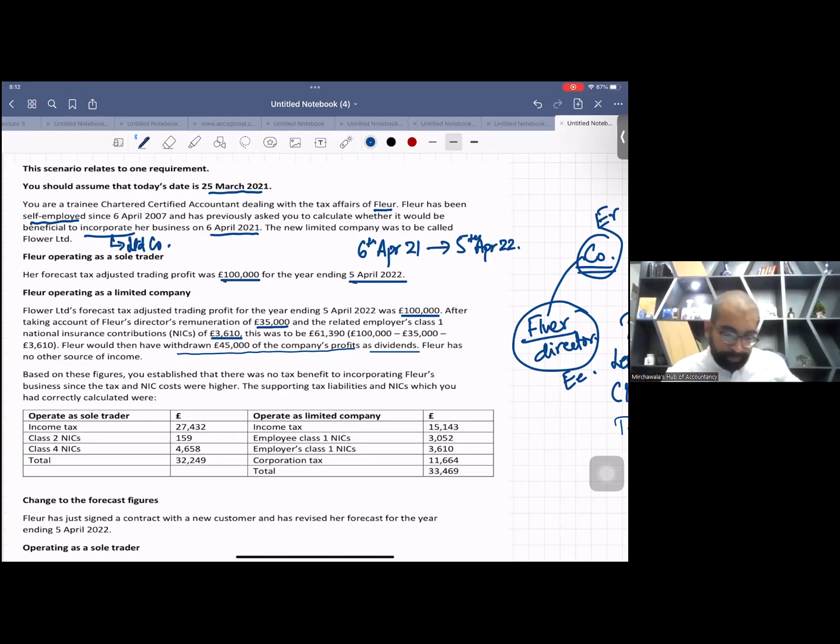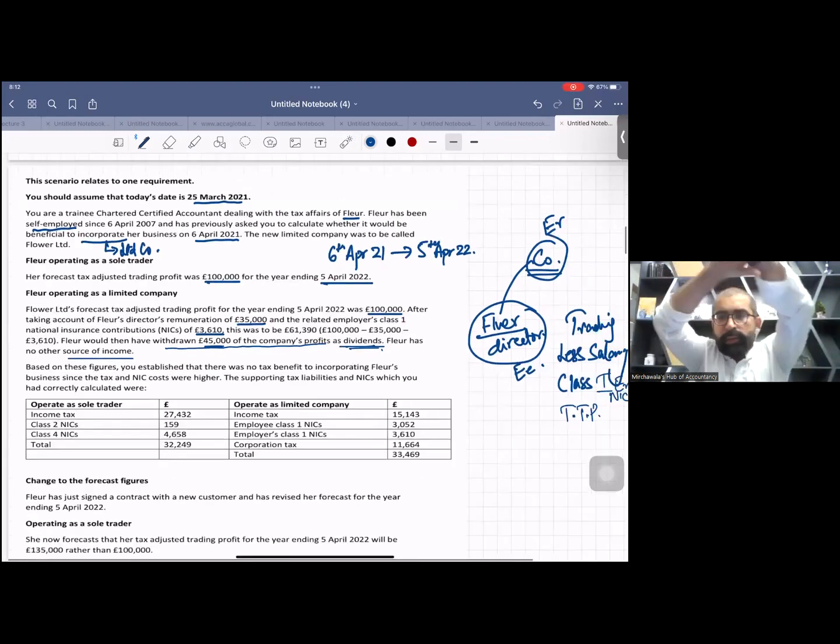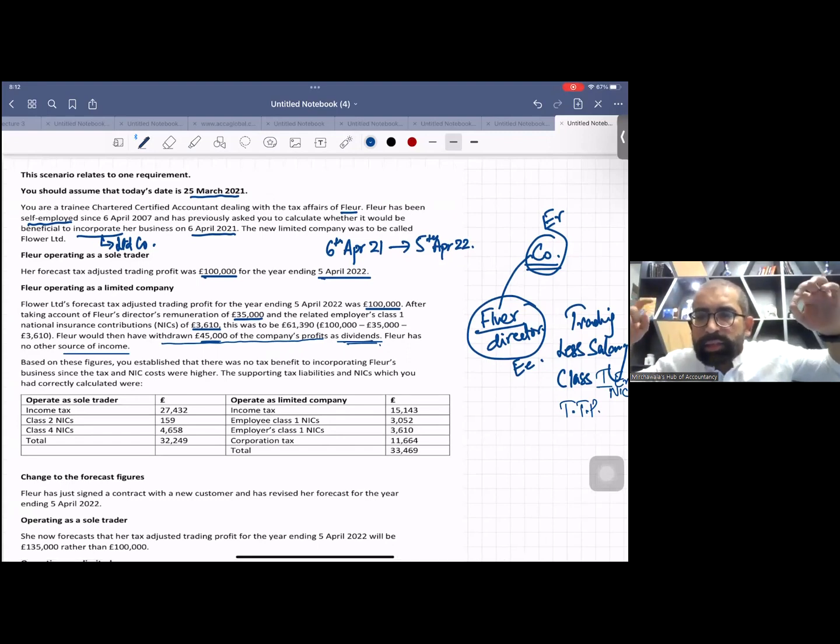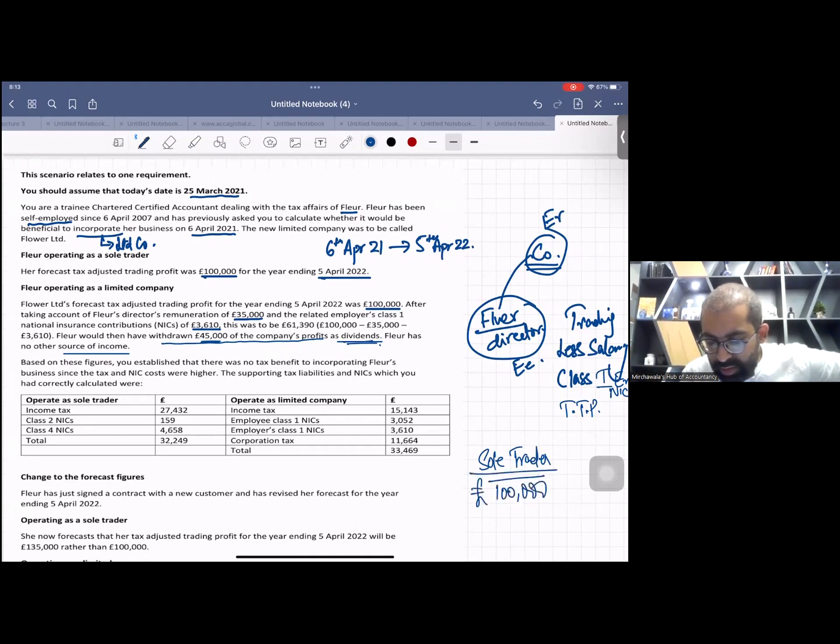Okay. So Fleur would then have withdrawn 45,000 of the company's profit as dividends. Fleur has no other source of income. Now, you have two scenarios. The first scenario is, just think of this guy Fleur as a sole trader. If he was a sole trader, then the complete 100,000 is his trading profit.